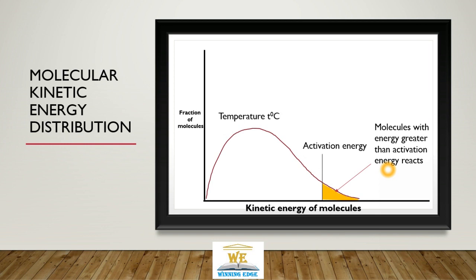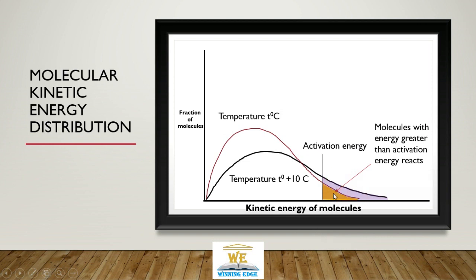If we increase the temperature, we see one tremendous change. The most probable energy shifts to a higher energy level. The most probable kinetic energy of molecules shifts from here to here, and the curve flattens also, meaning the fraction of molecules having the most probable energy has come down, but the number of molecules with energy greater than the activation energy level is higher.